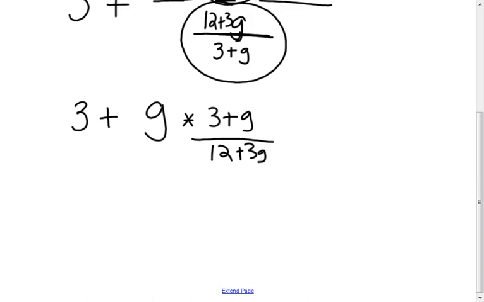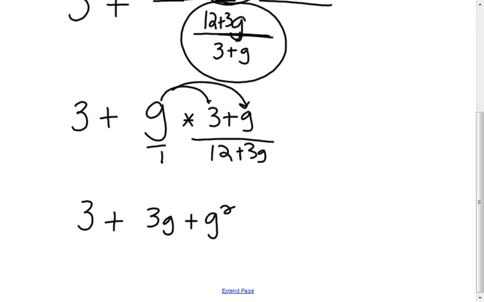Okay? Now, when you multiply fractions, remember you do not need common denominators. So this is like over a 1 right now. And so what you are going to do is distribute this g through the top. So I have 3 plus 3g plus g squared on the top. And on the bottom, then, oops, I can't do that. Sorry, I lied. I need to just make my line go like this. I have 3 plus. Now, distribute this. G times 3 is 3g. G times g is g squared. And on the bottom, I have 12 plus 3g.